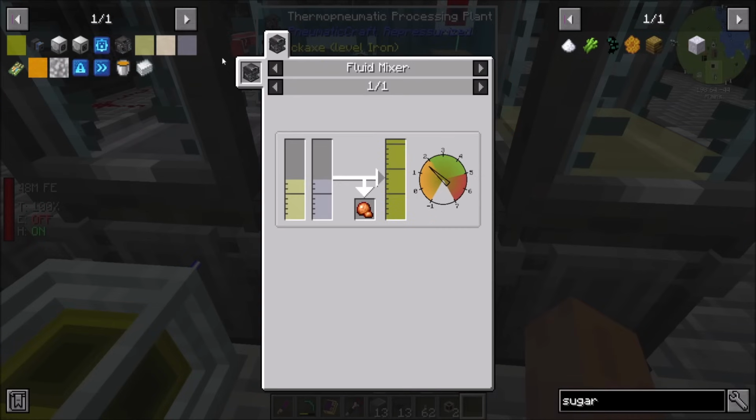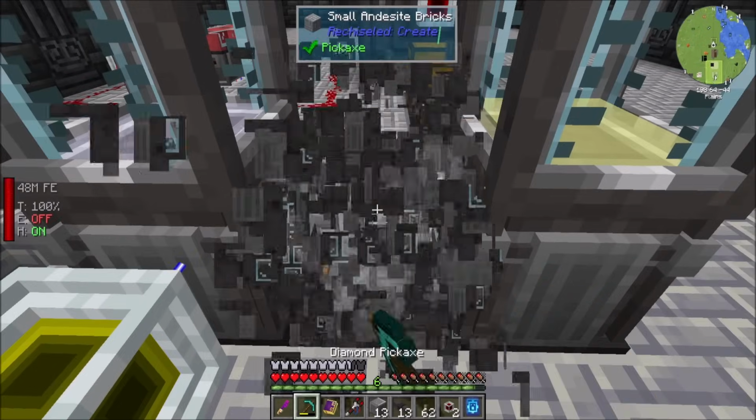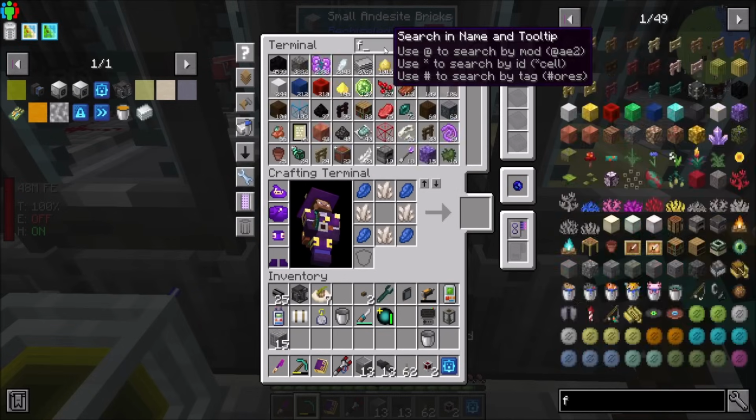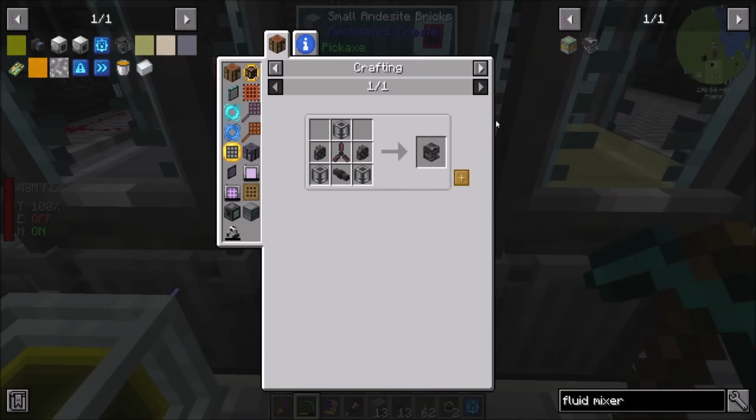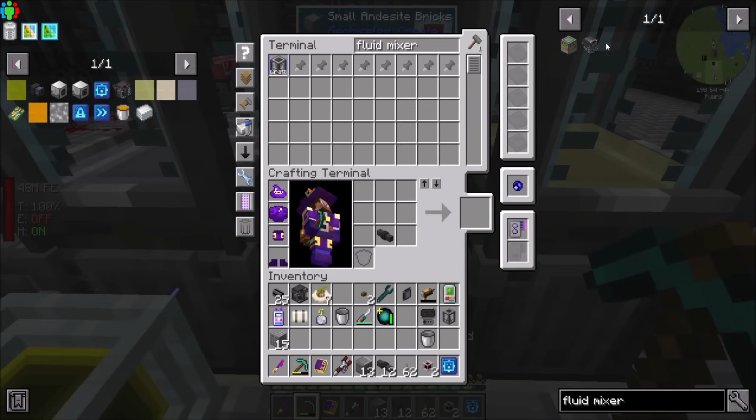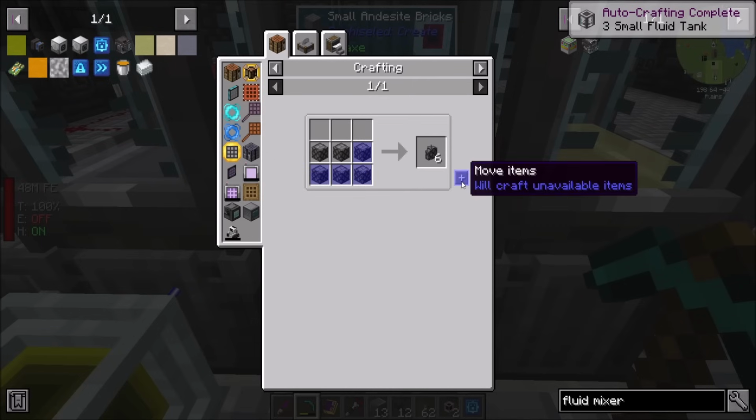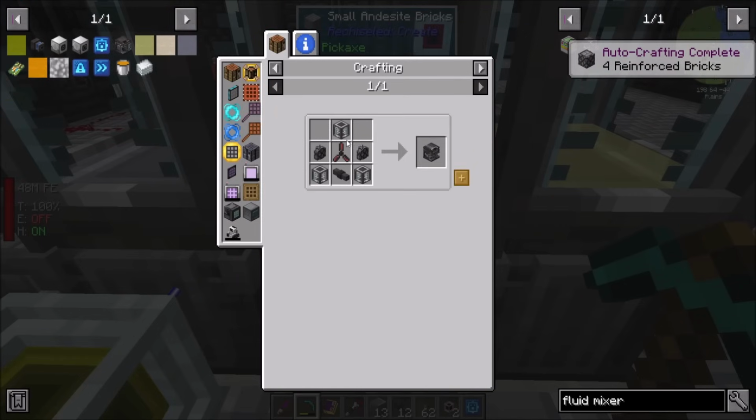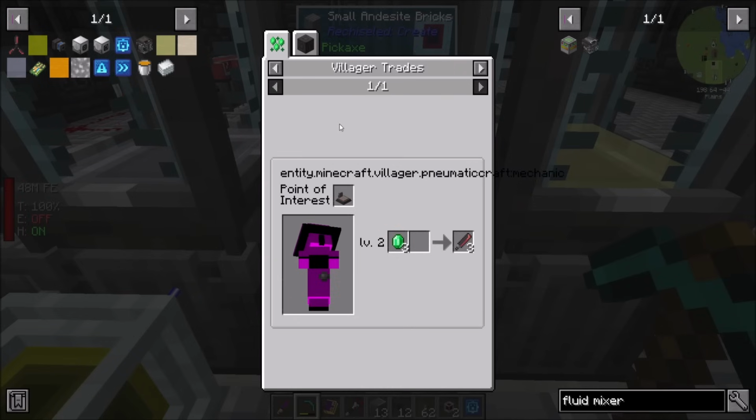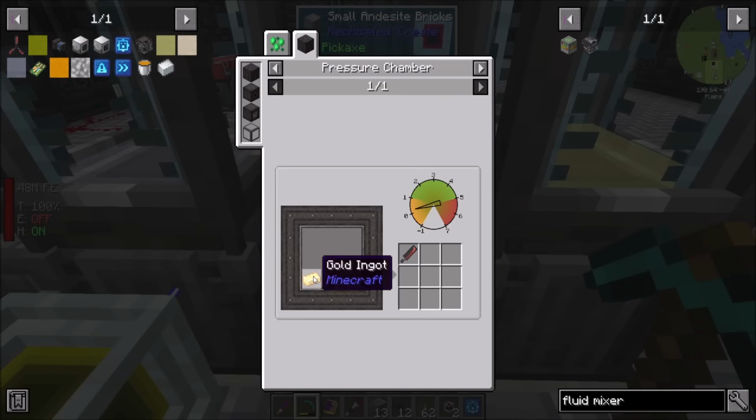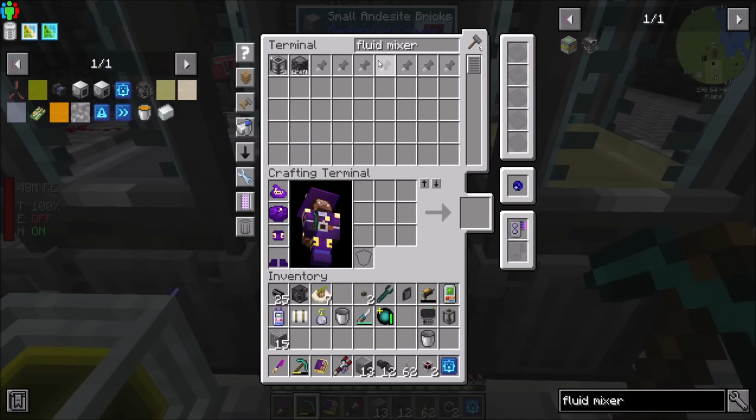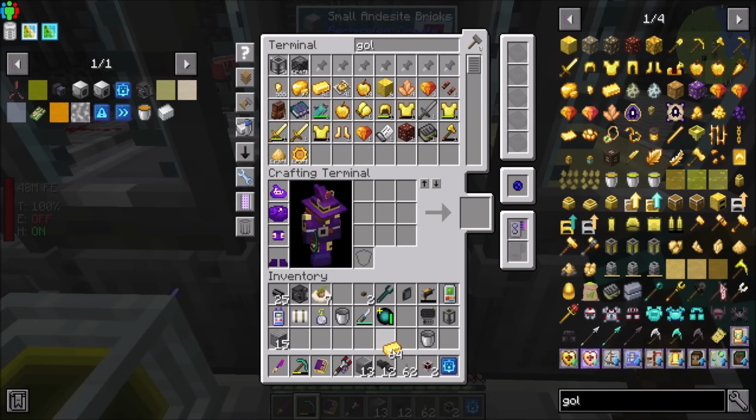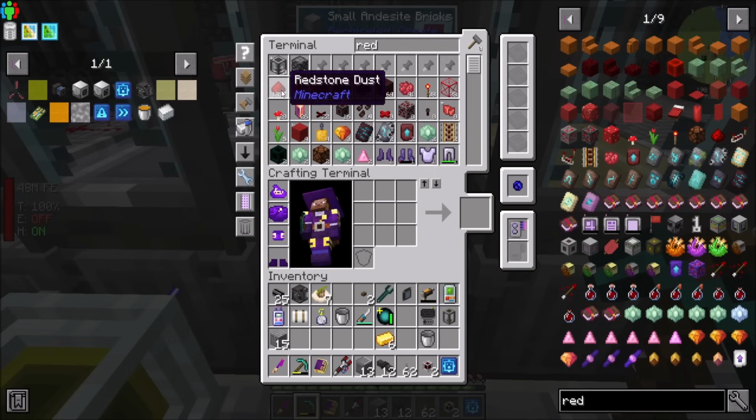Is this the right one, actually? No. He needs a fluid mixer, not a thermopneumatic. My bad. Fluid mixer. It's a different machine. So he needs reinforced walls for a fluid mixer. And I'm pretty sure this recipe, this turbine motor thing, is a pressure chamber. So gold and 2 redstone dust. I'm going to get a few extras.